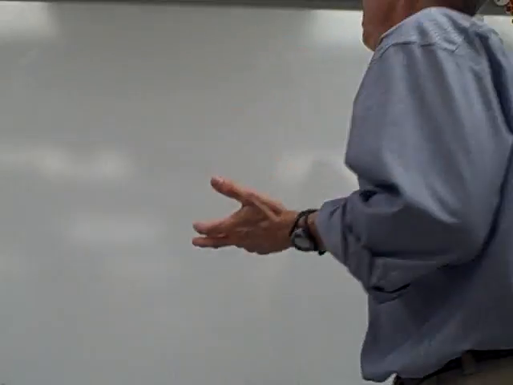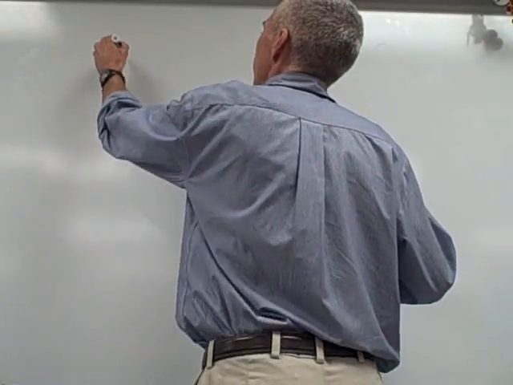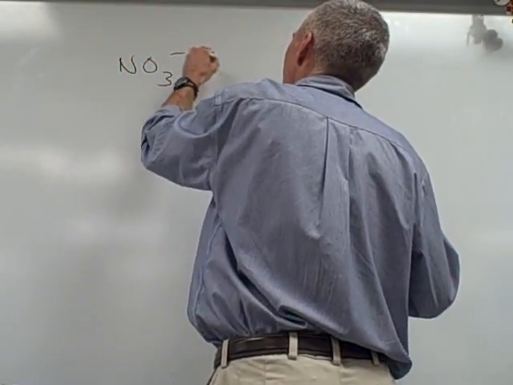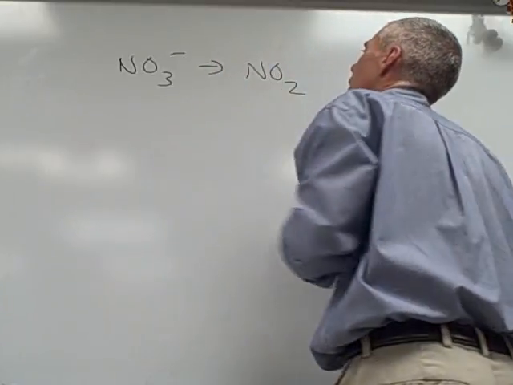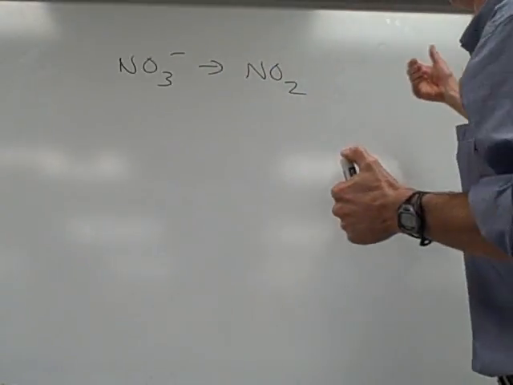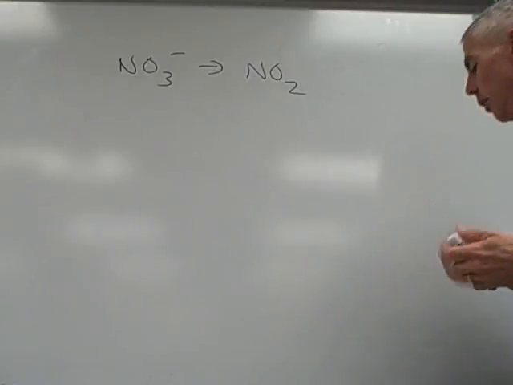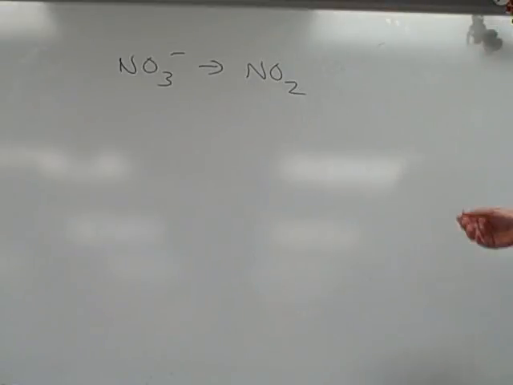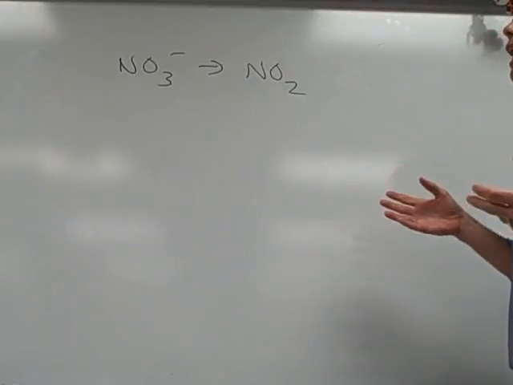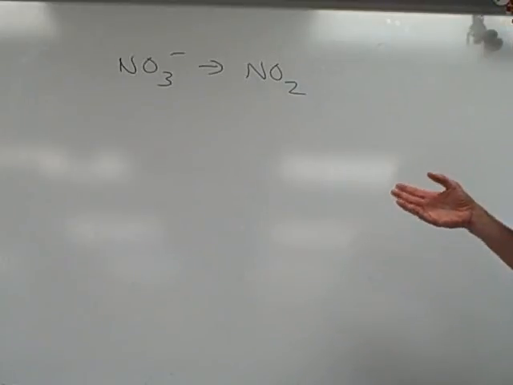All right, so what we're going to be talking about is balancing redox equations. Now, what does that mean? Step one, let's talk about the first reaction we saw in the lab. We have nitrate going to nitrogen dioxide. What immediately is wrong with that? Something should jump out at you.